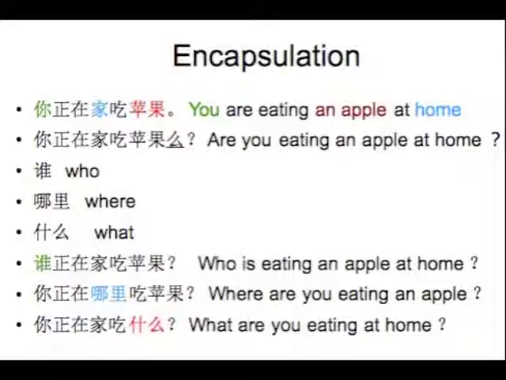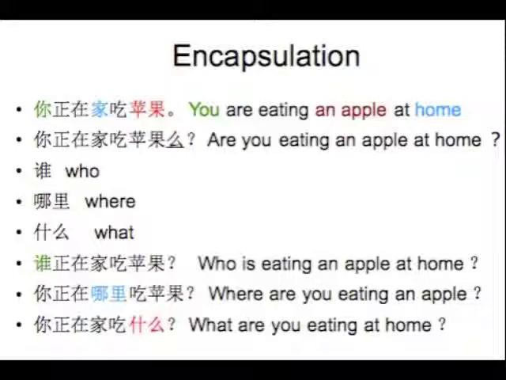You just need to replace 你 with 谁 in the original sentence. So the sentence would be 谁正在家吃苹果? 谁 is in green in this sentence. If you want to say, where are you eating an apple? You just replace 家 with 哪里. So the sentence would be 你正在哪里吃苹果? 哪里 is shown in blue.